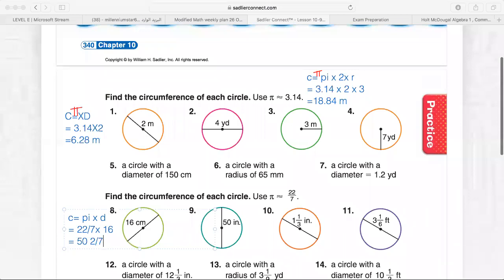Okay, girls. So the most important thing here is to know that the formula of the circumference of a circle is C equals pi multiplied by d, the diameter. If the radius is given, it is pi multiplied by 2 multiplied by r. Okay, girls? Please follow the weekly plan so you can be able to answer your homework.